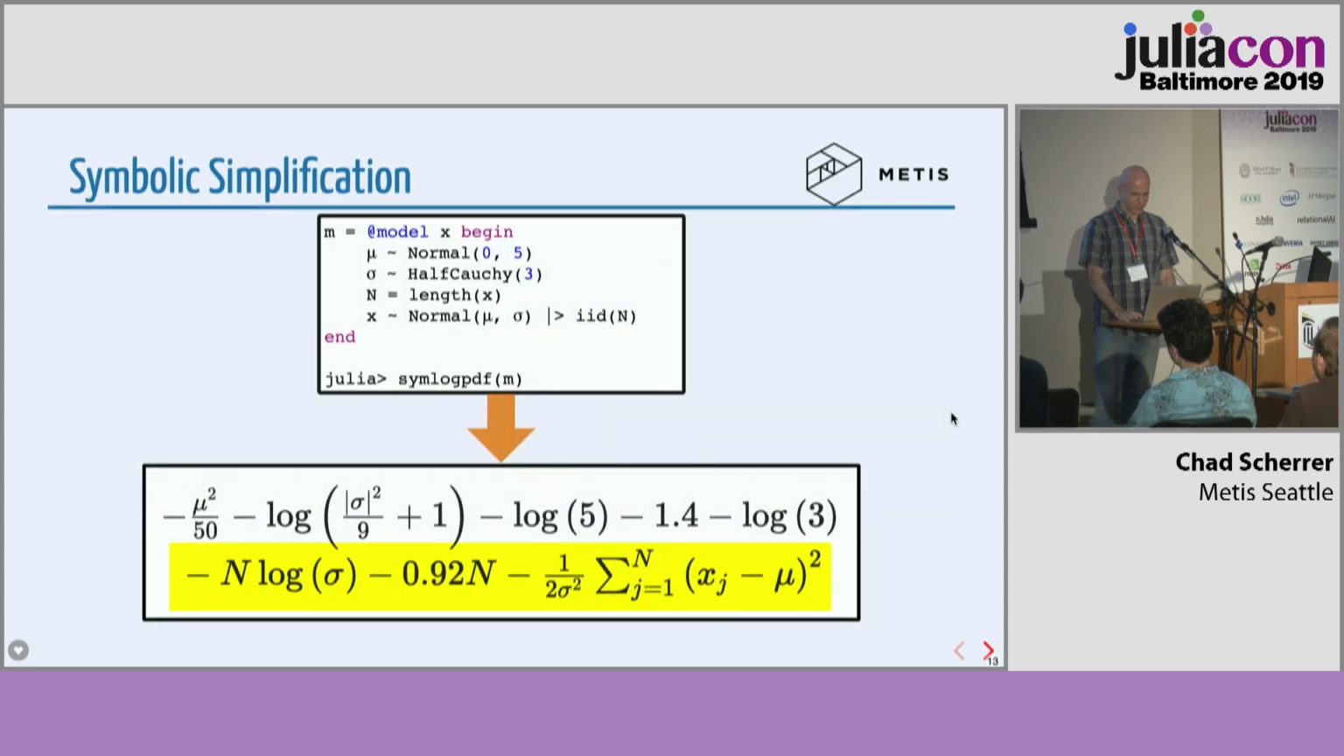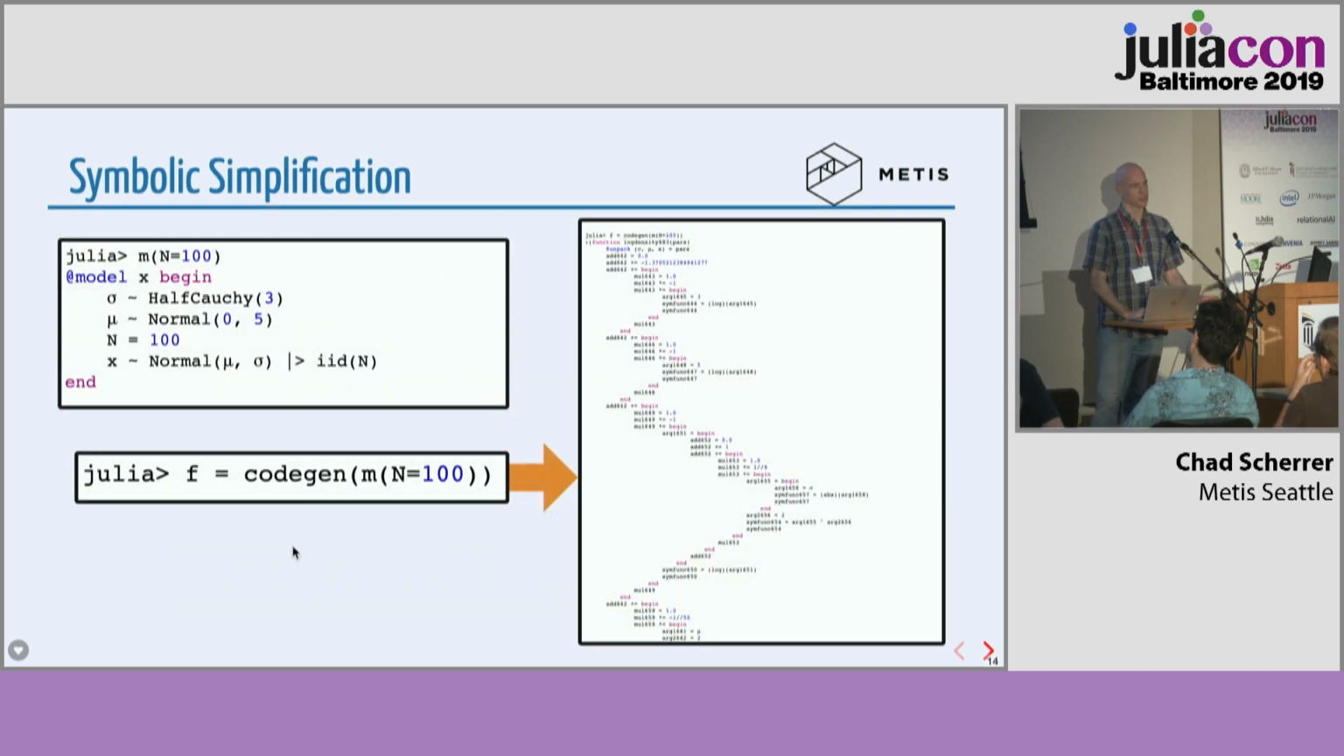Of course, this symbolic representation isn't usually your end goal. So I have a function called codegen. Codegen of a given model factors through that symbolic simplification and then generates code to evaluate the appropriate expression.